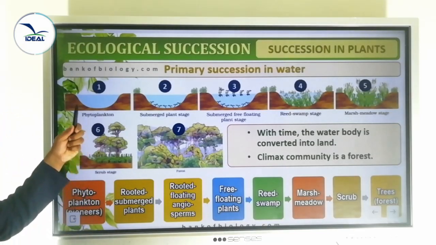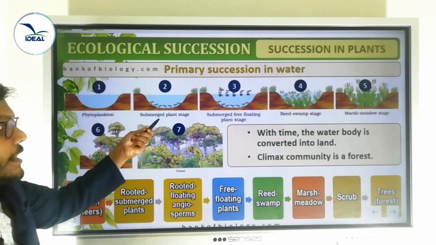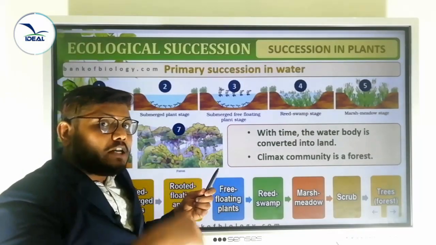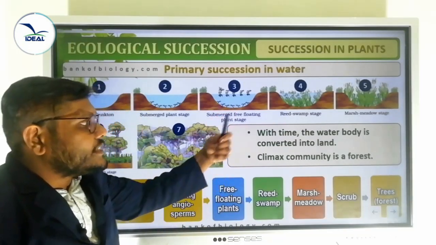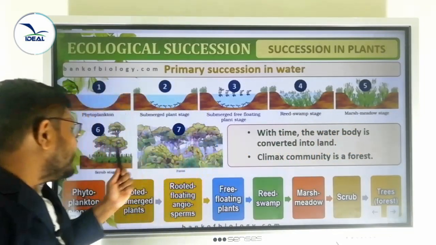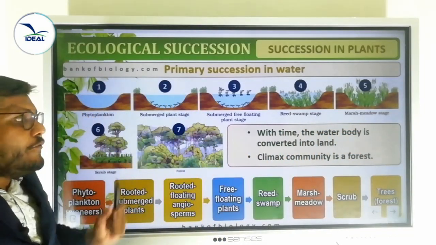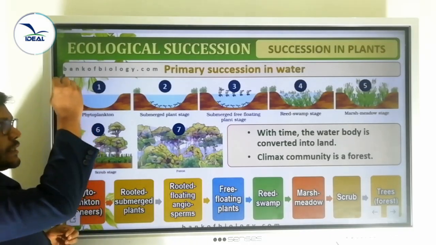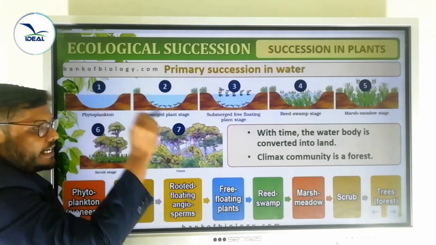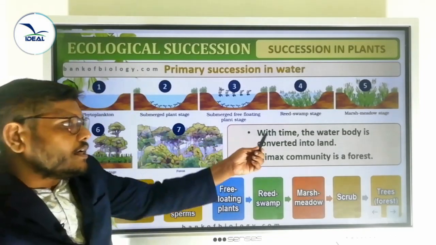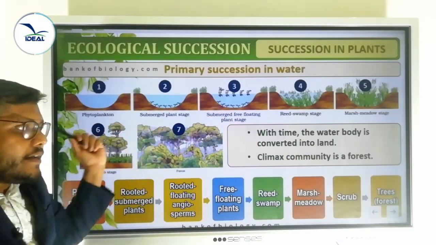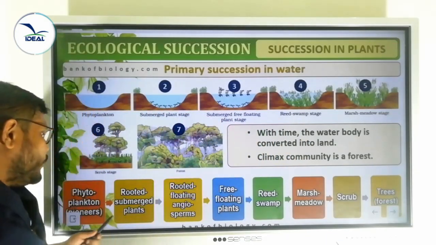So there are 7 stages involved in hydrarch succession. The pioneer species are phytoplankton, followed by submerged plant stage, then submerged free floating plant stage. The next is reed swamp stage, then marsh meadow stage, scrub stage, and finally forest. Here also the succession begins from water and ends where? Climax community, that is forest. So with time the water body is converted into land. That takes place in hydrarch succession. Climax community is a forest.